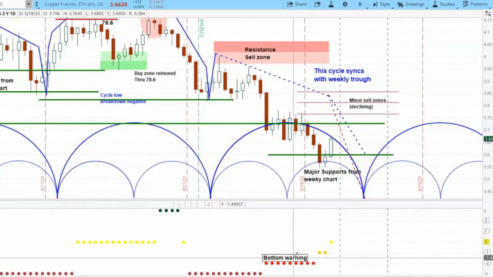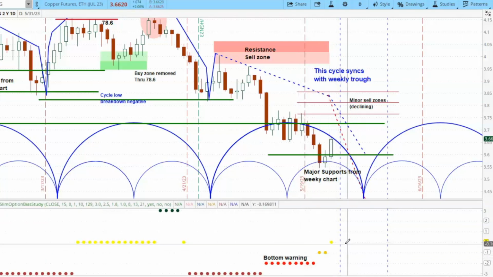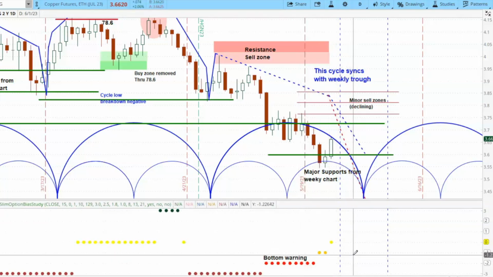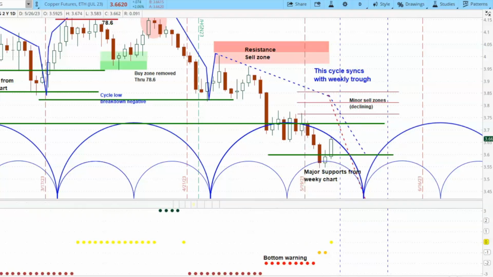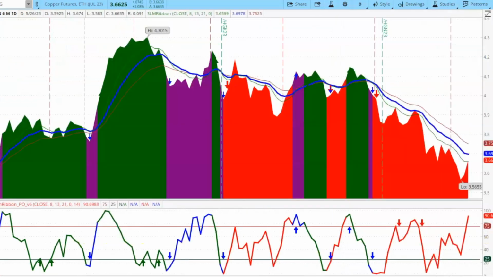I want you to note the bottom warning signal. You see those 2 orange dots over there. That's telling you that it is getting extremely oversold on the downside and reversal is pending. And you can see it's trying to move back to the upside right now. So important information off of the option bias indicator, which kept you biased negative in here. Now it's telling you it is overdone on the downside.